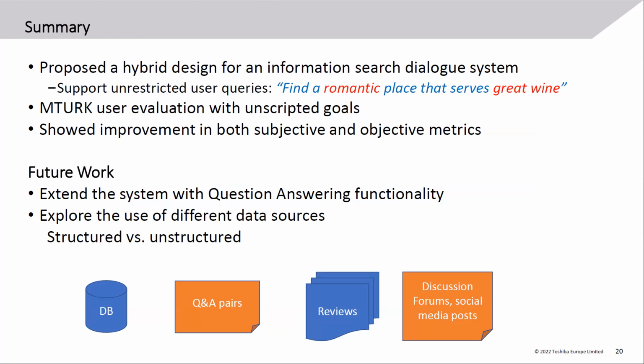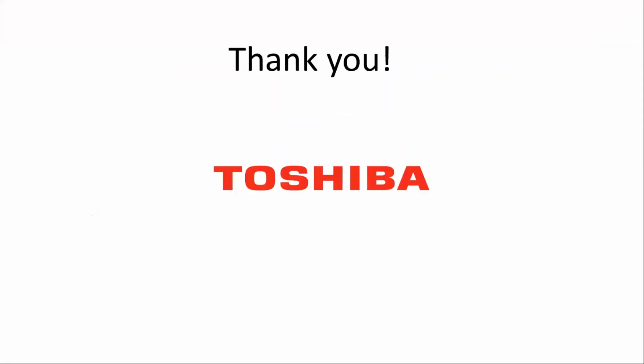So to summarize, we proposed a hybrid design for an information search dialogue system that supports utterances like find a romantic place that serves great wine. We performed an mTurk user evaluation with unscripted goals and showed improvement in both subjective and objective metrics. And in our future work, we plan to extend the system with question answering functionality and explore the use of different data sources, in particular, looking at different levels of structure, such as exploring discussion forums and social media posts. Thank you.